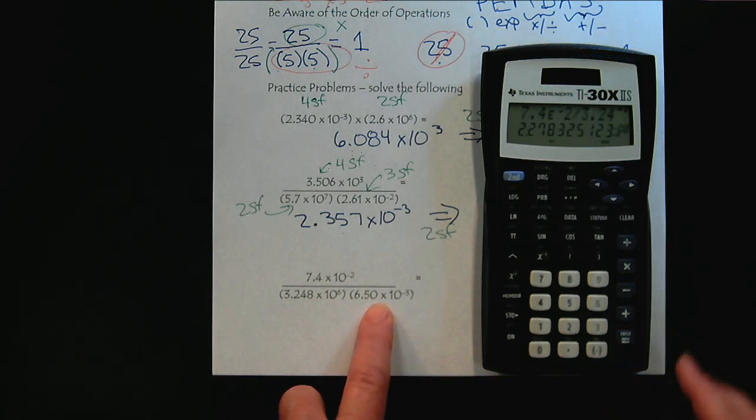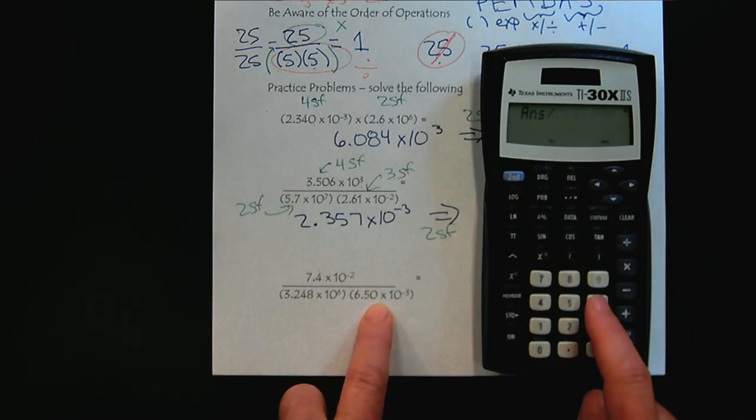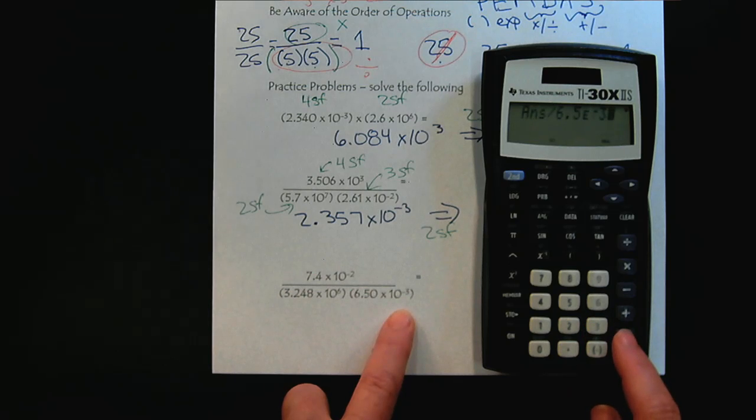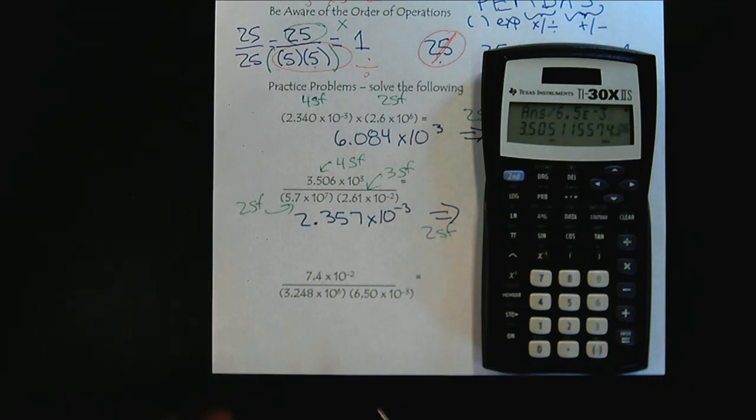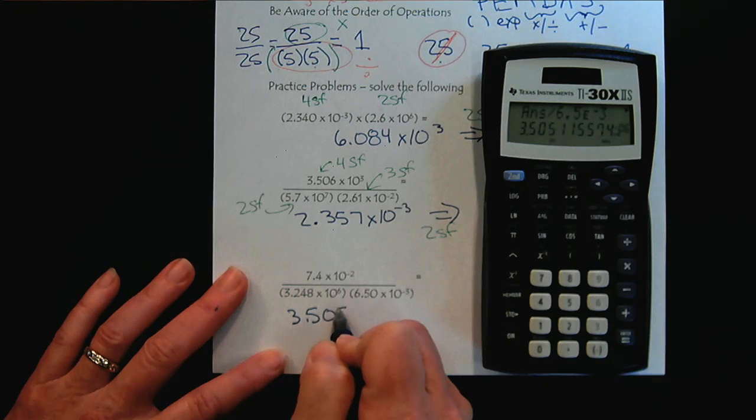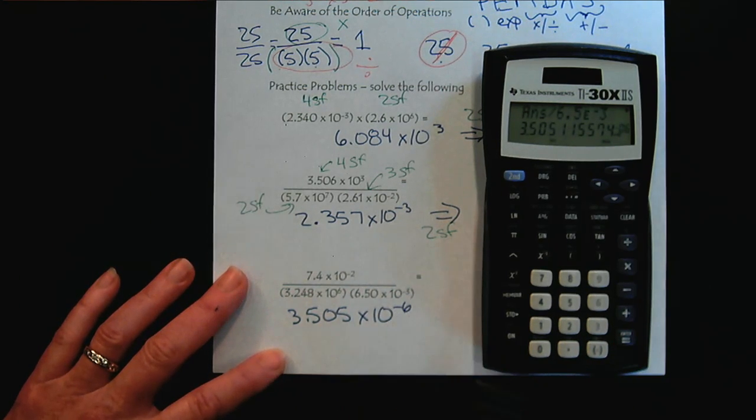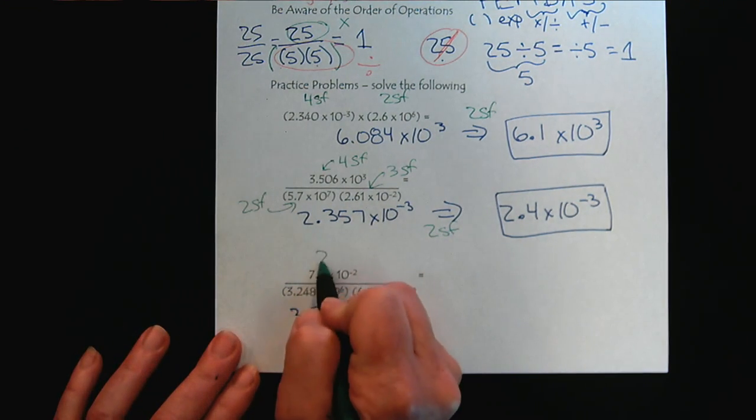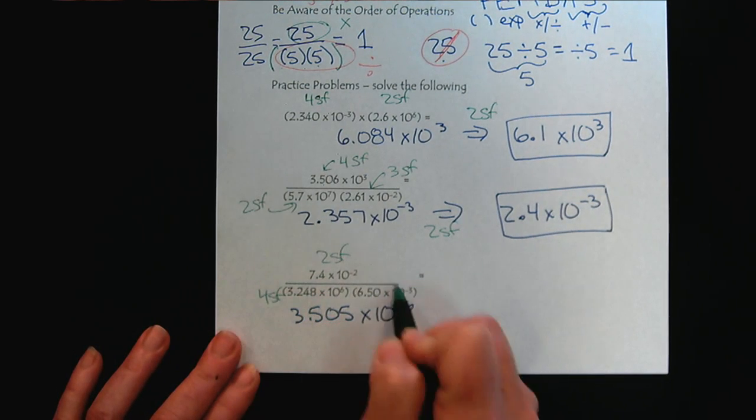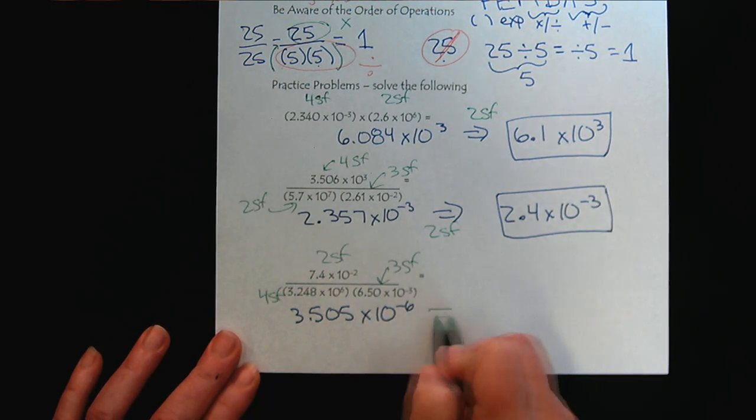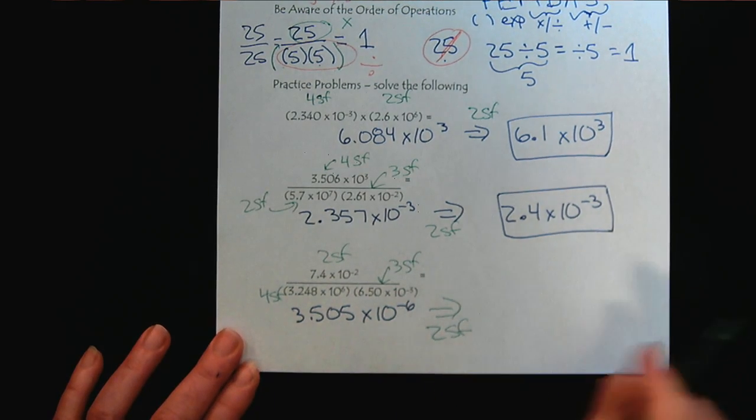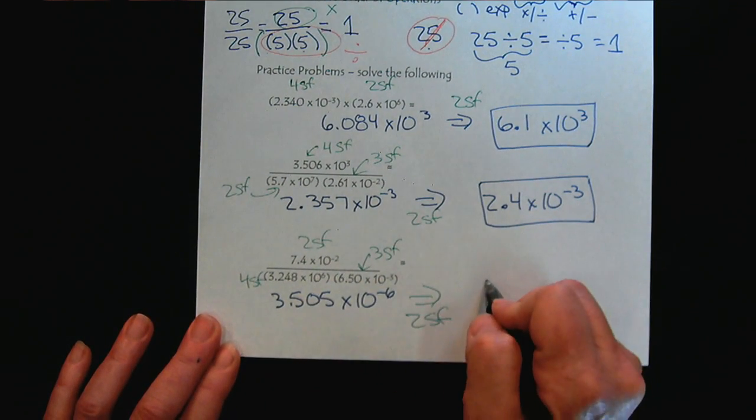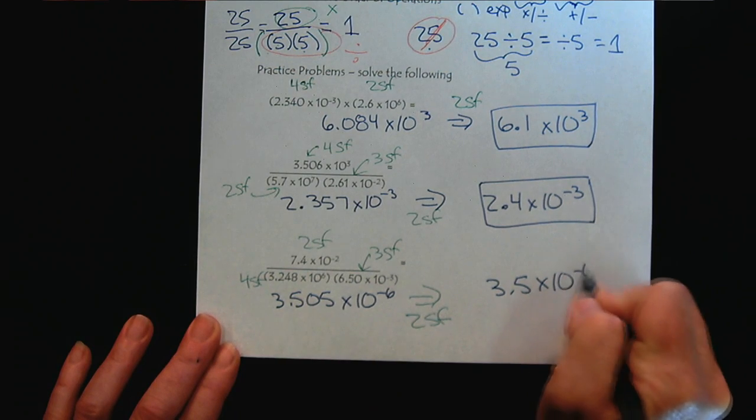And then we have another term in the denominator, so it also is divided. Enter exponent, minus 3 equals. And we get the value 3.505 times 10 to the minus 6. So now we can check for our sig figs. 2 sig figs up here, 4 and 3. So our final result will be reported to 2 significant figures. And so that would be 3.5 times 10 to the minus 6.